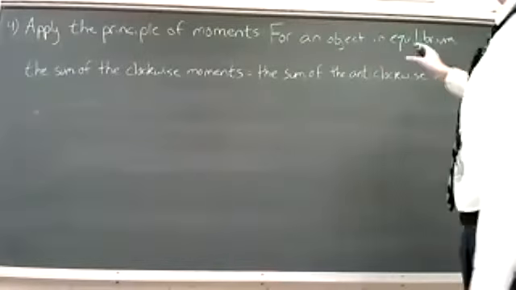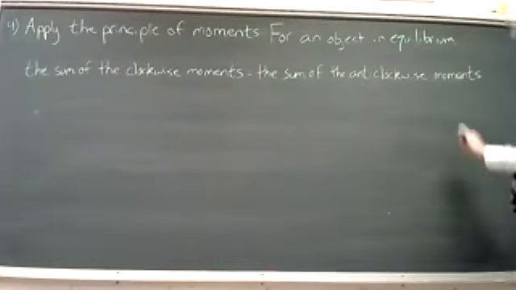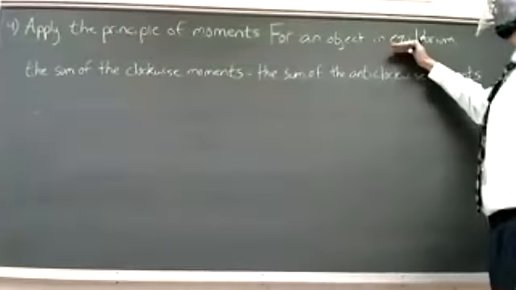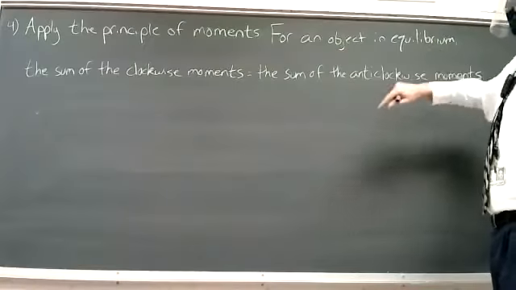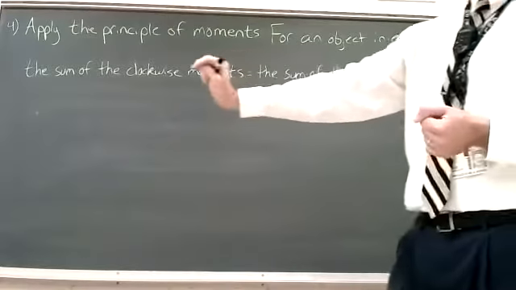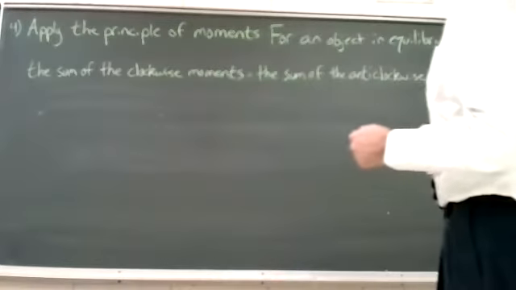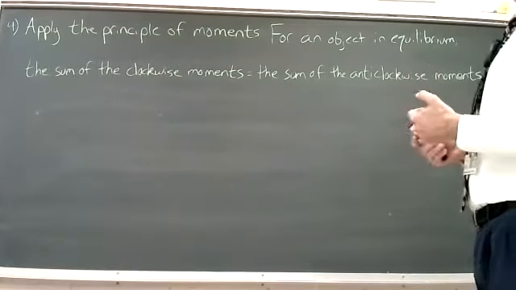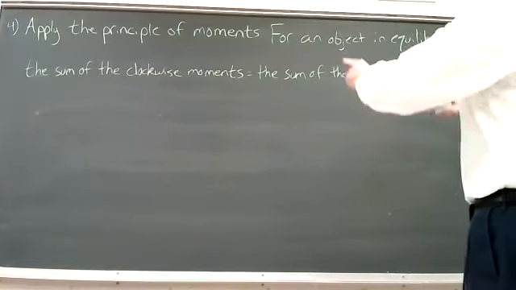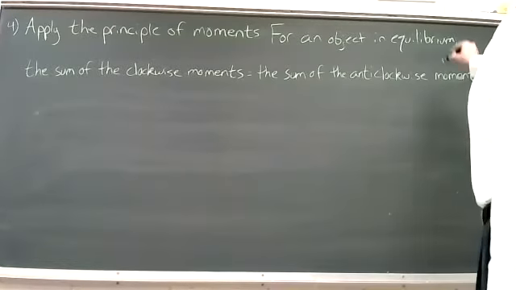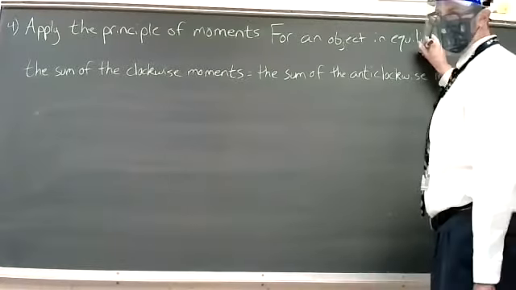For an object in equilibrium, the sum of the clockwise moments equals the sum of the anti-clockwise moments. So that is the principle of moments. Principle of moments says for an object that's in equilibrium, the sum of the clockwise moments equals the sum of the anti-clockwise moments. Specific to that second condition. It's possible that an object could have no net moment, the resultant moment is 0. In other words, this is going to be true: the sum of the clockwise is equal to the sum of the anti-clockwise. And yet it's not in equilibrium because there might be a net force acting on it. So keep that in mind.